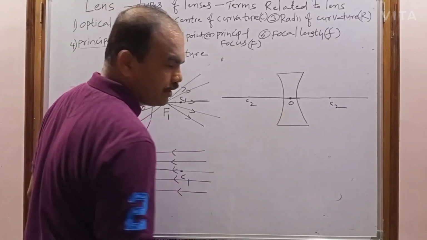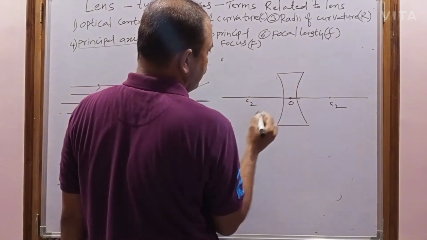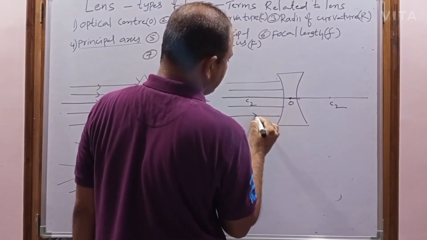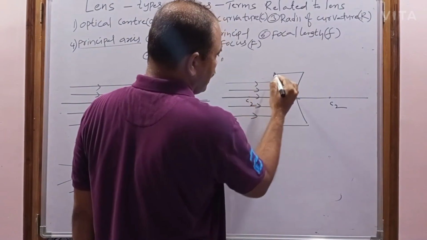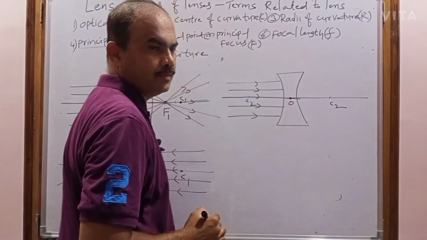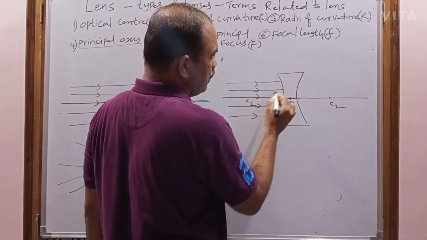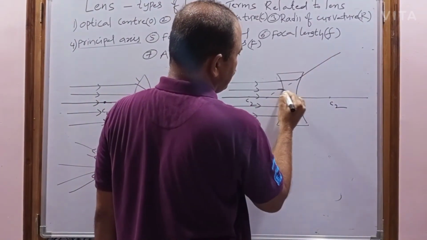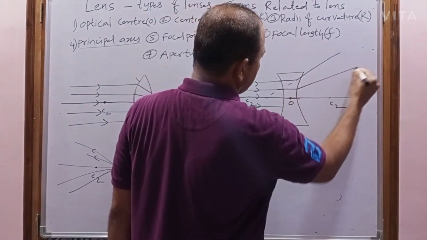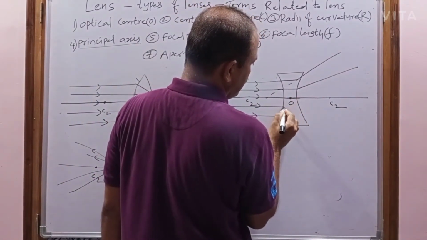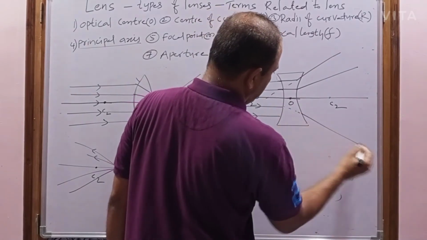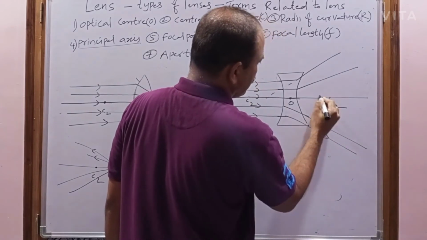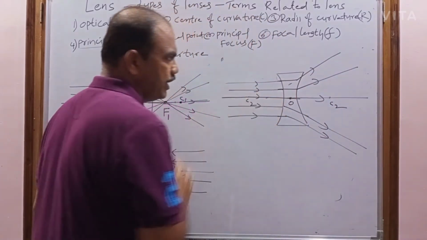But in case of the concave lens, now consider this a first surface. When a parallel beam of light which is parallel to the principal axis is incident on the first surface of the concave lens, after refraction what happened? So these are the refracted rays of the corresponding incident rays.